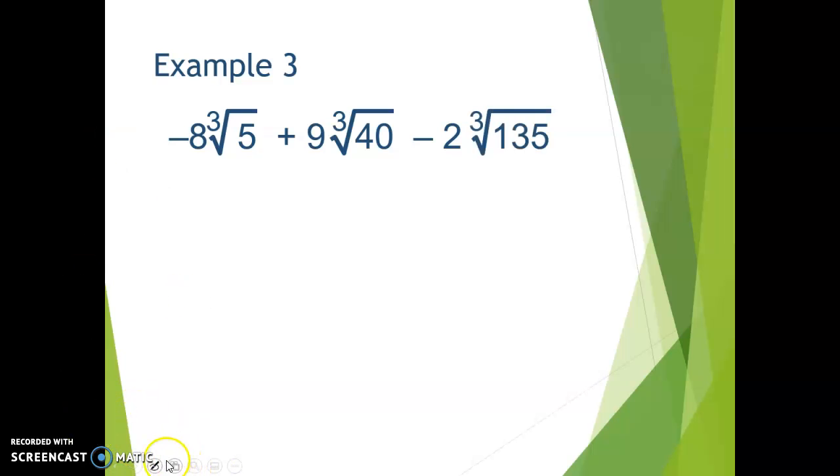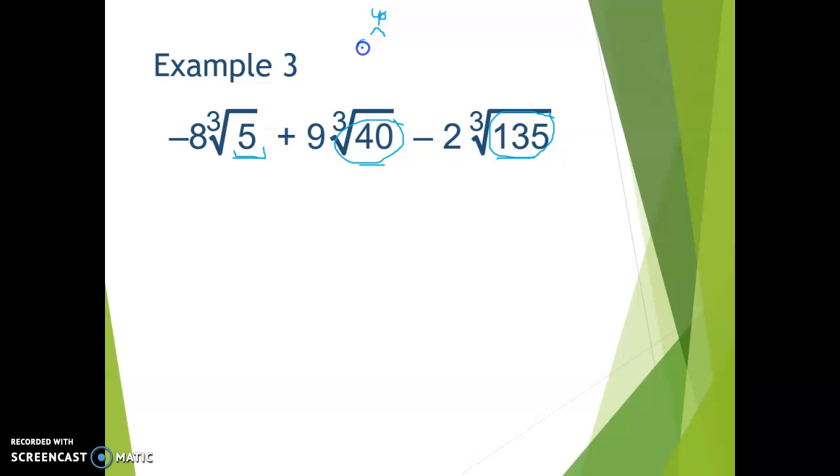Okay, let's try this one. Negative 8 times the cubed root of 5 plus 9 times the cubed root of 40 minus 2 times the cubed root of 135. Right now, none of our radicals are the same. However, we know that we can factor these two and maybe simplify our radicals here. This 5 is already a prime number, so it can't be simplified. But 40 can be simplified.